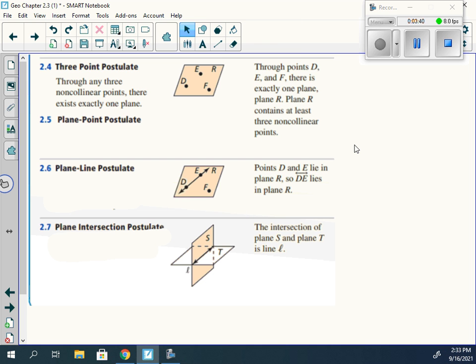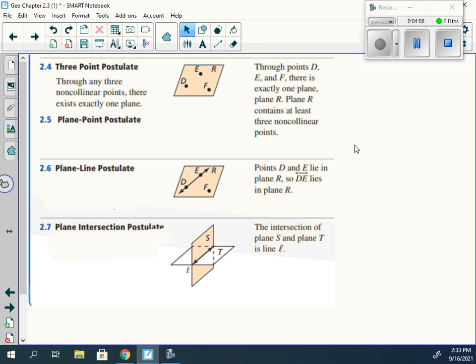The next postulate that we do have is the 3-point postulate. Through any 3 non-collinear points, there exists exactly 1 plane. So if I have 3 points, 2 of them could be on a line and 1 of them can't, or all 3 are not on a line, we can make a plane. We can name a plane. That is the 3-point postulate. Through points D, E, and F, there is exactly 1 plane R.